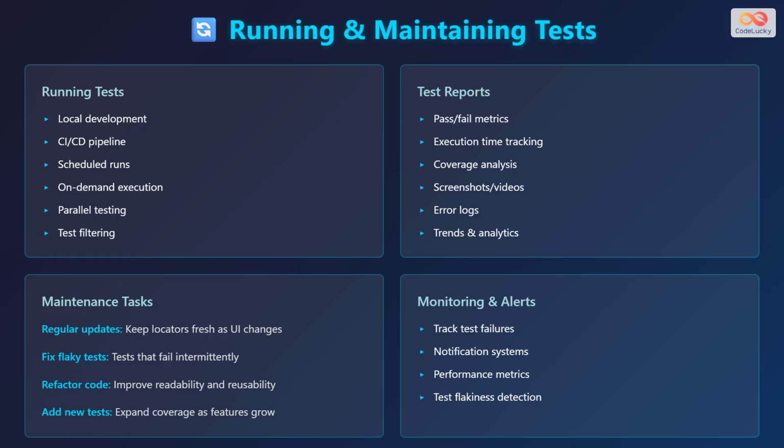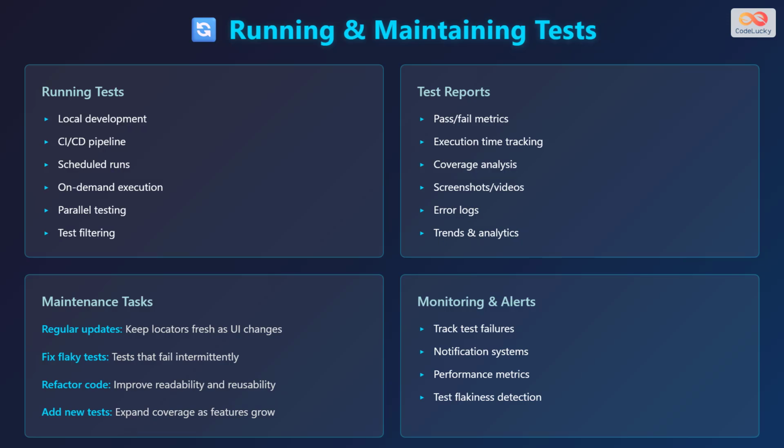Maintenance is an ongoing responsibility. You must keep element locators updated as the UI evolves. Fix flaky tests that fail intermittently without code changes. Refactor test code periodically to improve readability and reusability. Add new tests as features are added to your application.